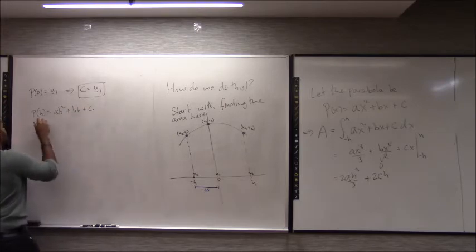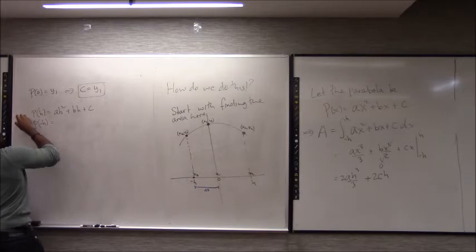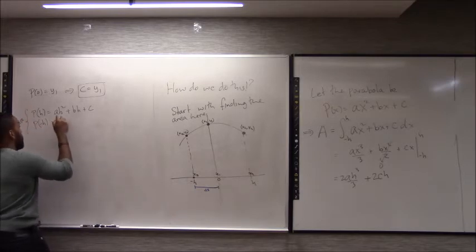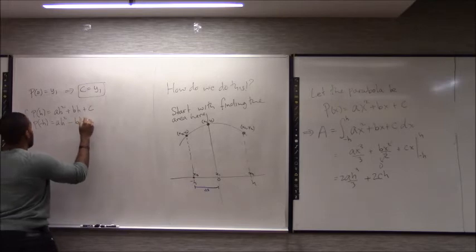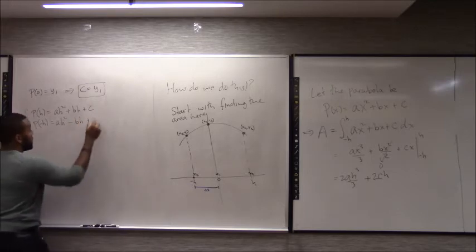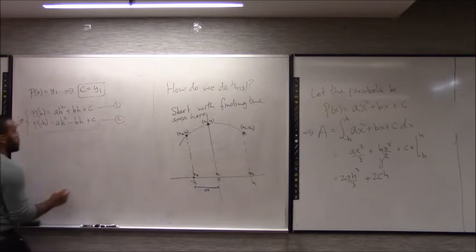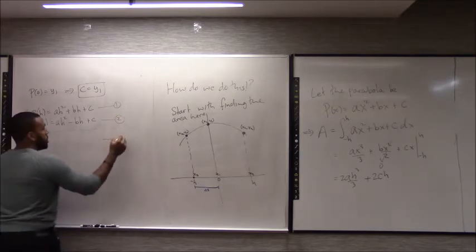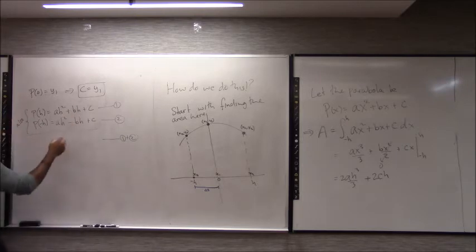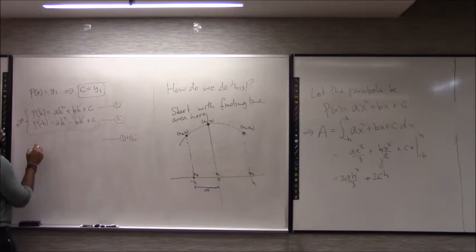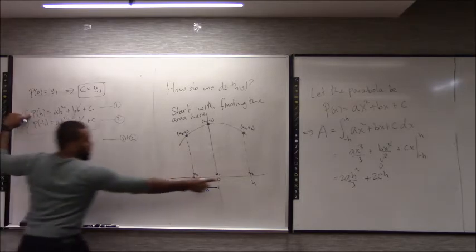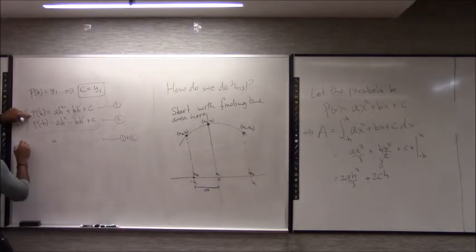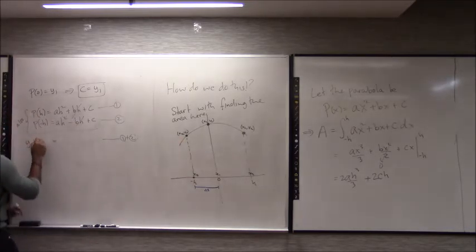And if I look at p of minus h, this is going to be ah squared minus bh plus c. And I can add these two equations, so that's equation 1, that's equation 2. If I add them, 1 plus 2, the bh's are going to cancel, so I don't have to actually worry about the b just yet. And so what I would have here is p of h is actually y2, and p of minus h is actually y0.